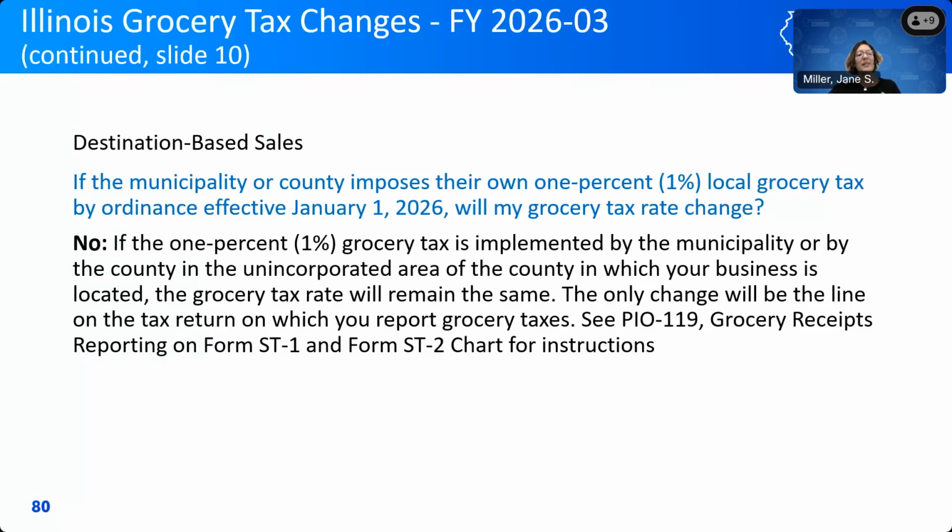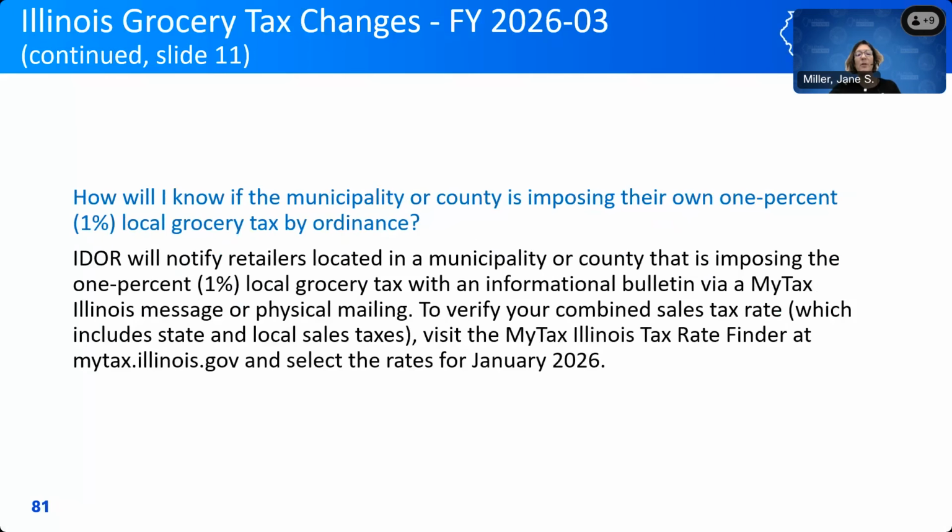And then, if the municipality or county imposes their own 1% local grocery tax by ordinance effective January 1st, 2026, will my grocery tax rate change? The answer is no. It's just putting back the 1% that was taken away. So if the 1% grocery tax is implemented by the municipality or by the county in the unincorporated area of the county in which your business is located, the grocery tax will remain the same. The only change will be the line on the tax return on which you report the grocery taxes, and that's on that PIO 119.